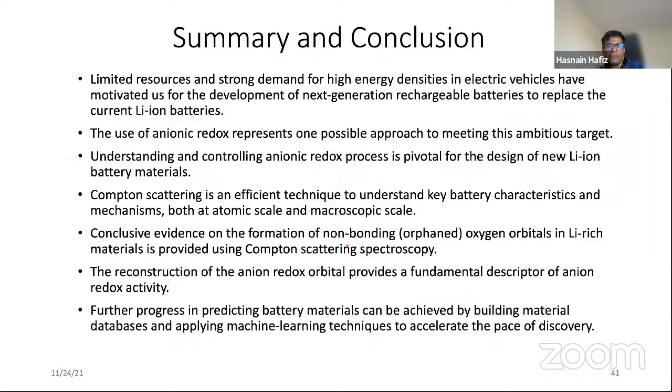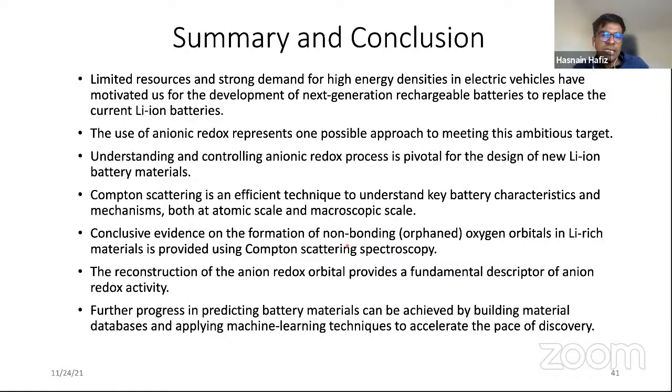Otherwise, here is the summary and conclusion. We understand that there are some serious issues in the battery industry right now. First of all, the current technology is very poor. We need to have some very good insights. We need to use spectroscopic techniques and very thorough calculations, and we need to understand even more how a battery material works and how we can design new ones.